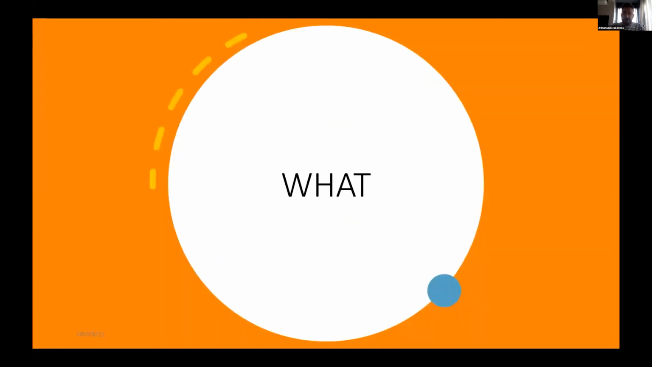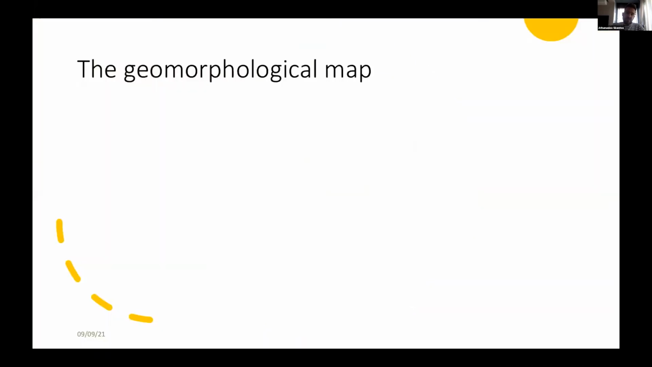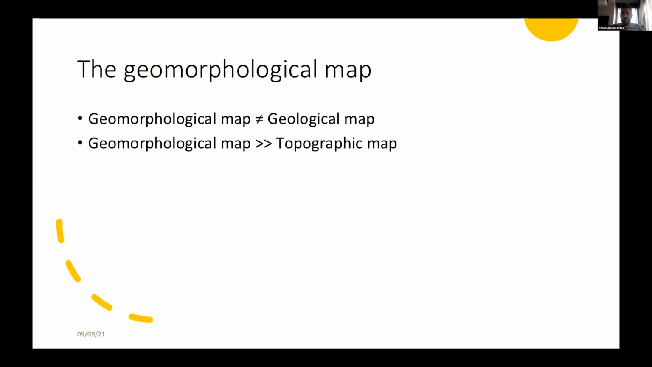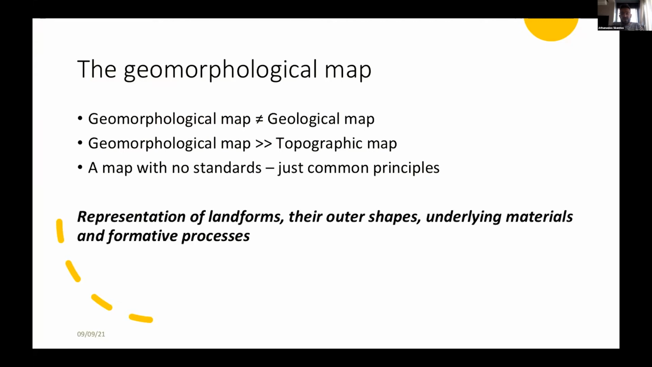So let's start with the what, but before that, let's start with what a geomorphological map is not. A geomorphological map is not a geological map, and it is also so much more than a topographic map. So now let's understand what it is. It's a map with no standards, just common principles. We can simply say that a geomorphological map is a representation of landforms, the outer shapes, underlying materials and formative processes.